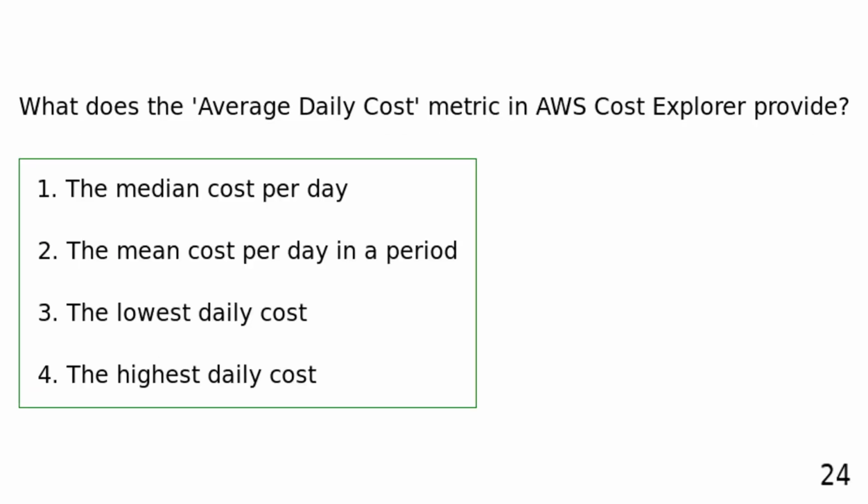What does the average daily cost metric in AWS Cost Explorer provide? The median cost per day. The mean cost per day in a period. The lowest daily cost. The highest daily cost.